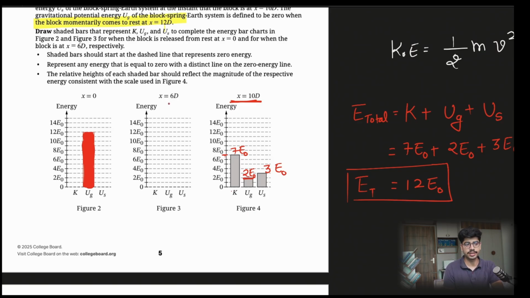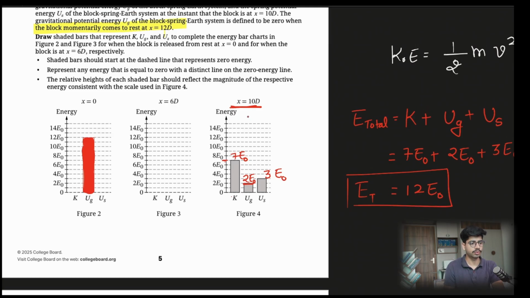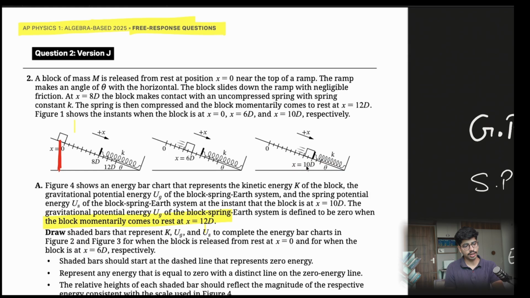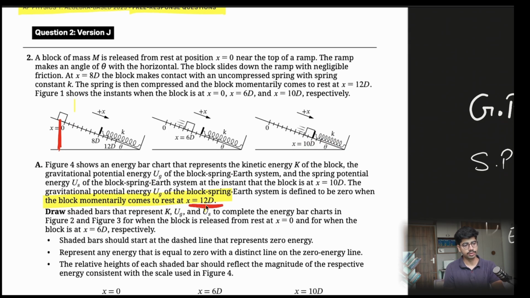Now at the 6D, 6D is an interesting case. So at the 6D, what is going to happen? Because we have taken that at 12D it is momentarily stopped, correct? So this is exactly at half of the length. At 12D, it is going to be stopped. At the 6D, it is just half of the height. So this is the proportionality. You can think of it like this: whatever the height here, it is the same height here.